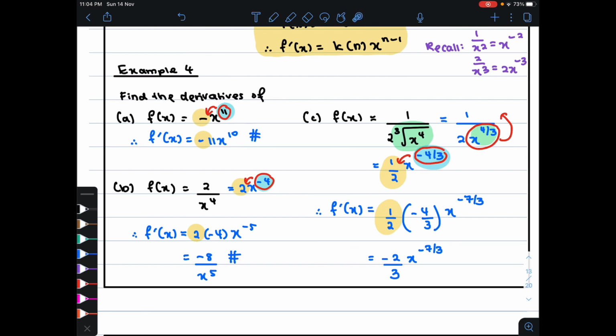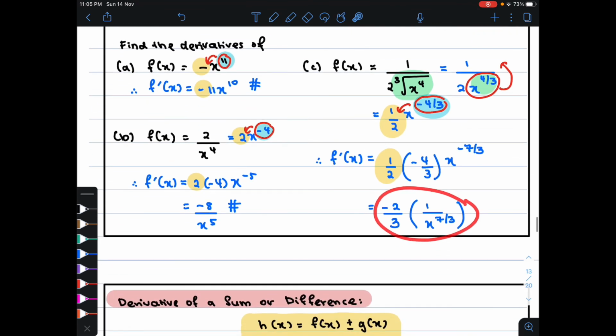As per usual, the final answer cannot have a negative in the power. So this is actually 1 over x to the power of 7 over 3. So by simplifying, your final answer should be negative 2 over 3x to the power of 7 over 3. And that is the final answer for question C.